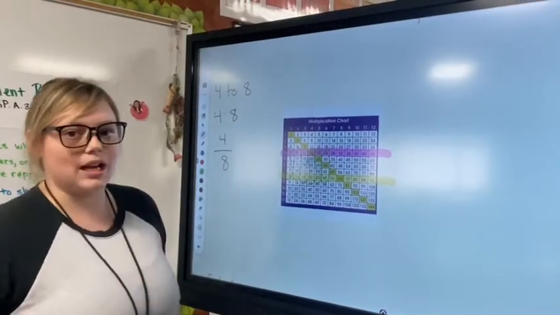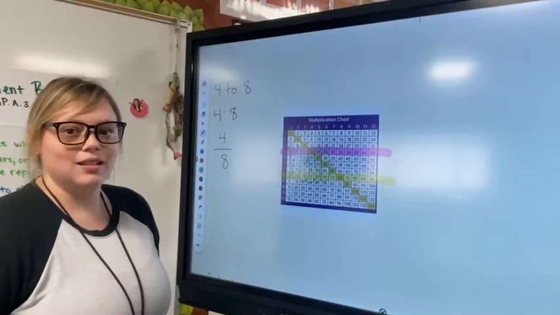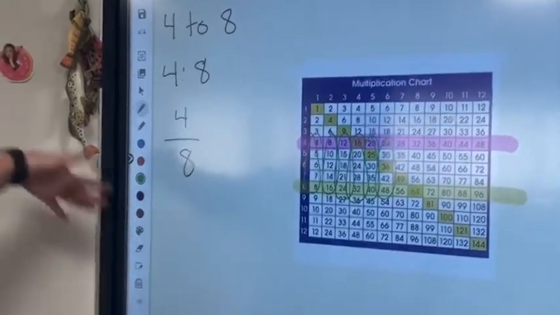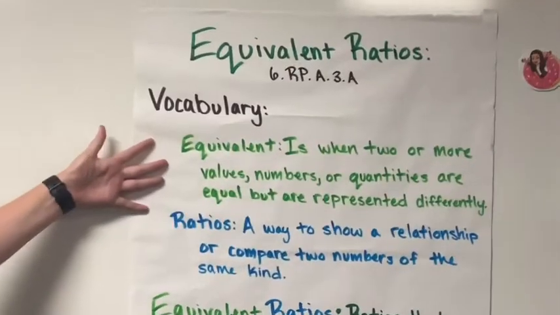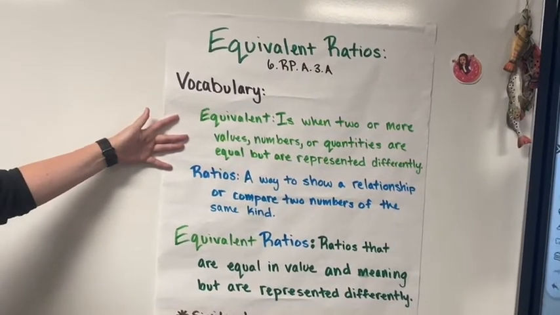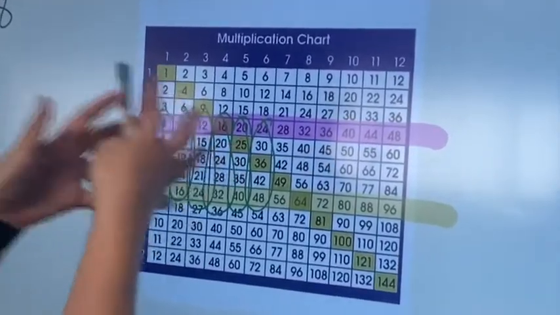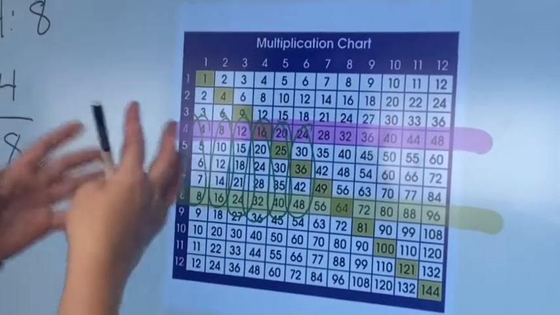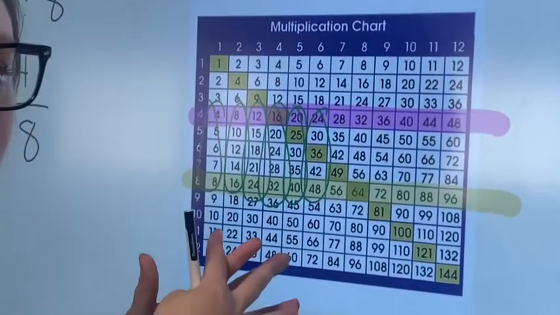Do you have something you want to add, Mrs. Cortez? No. Just remember the word equivalent means when two or more values, numbers, or quantities are equal but represented differently. So what we're telling you is that these have an equal ratio. They have an equal difference. It has the same amount. It's just represented as a bigger number.